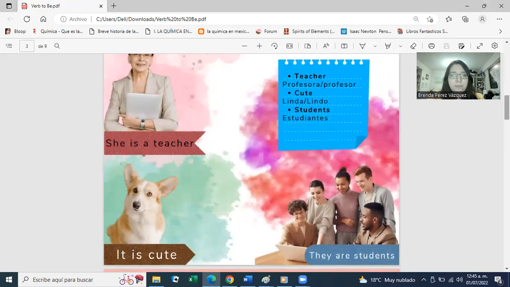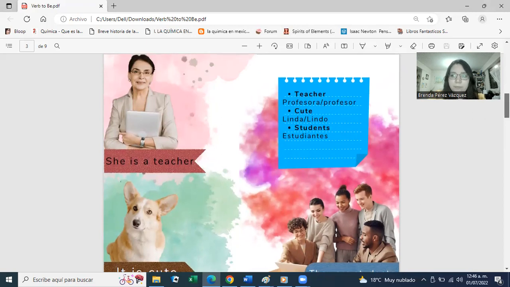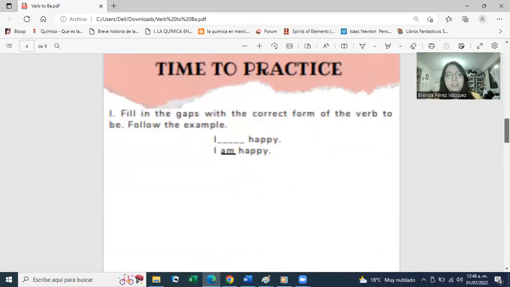Aquí tenemos, she is a teacher. It is cute. Recuerden que it, we use it for pets and objects and cities and blah, blah, for a lot of things. Aquí lo estamos utilizando para hablar de este dog. Muchas personas, they are students. Aquí en este post-it tenemos lo que significa cada uno. Teacher, cute, students. Make sure you pay attention: she, it, they. ¿Ya lo pasaron? Ok. Vamos a pasar a la practice.